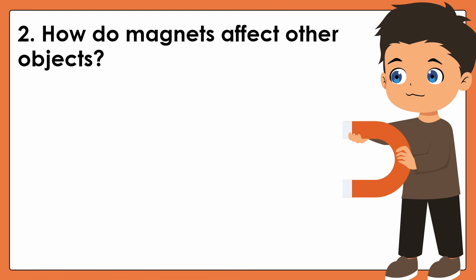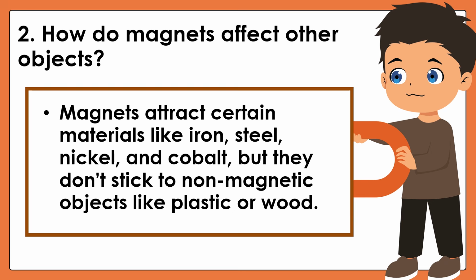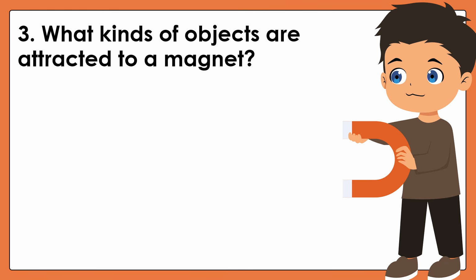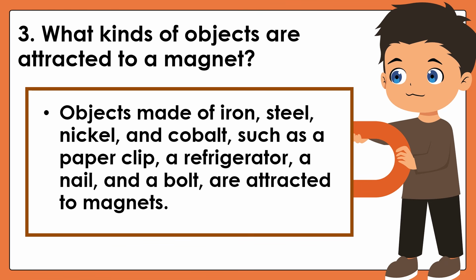Number 2, how do magnets affect other objects? The answer, magnets attract certain materials like iron, steel, nickel, and cobalt, but they don't stick to non-magnetic objects like plastic or wood. Number 3, what kinds of objects are attracted to a magnet? The answer, objects made of iron, steel, nickel, and cobalt, such as a paper clip, a refrigerator, a nail, and a bolt, are attracted to magnets.